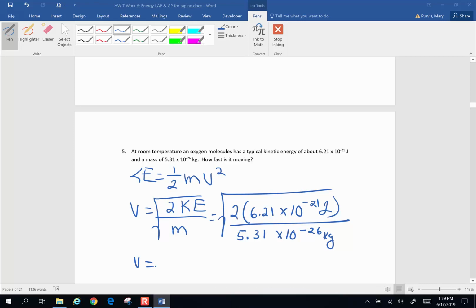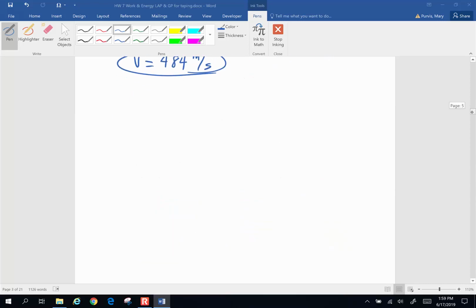get. 2 times 6.21 times 10 to the negative 21 divided by 5.31 times 10 to the negative 26, square root of all of that, and I get a velocity of 484 meters per second. And you might say, wowza, that's really fast, and it is. Molecules are going very, very fast. It's a good thing they're very small, and there's a lot of space between them.